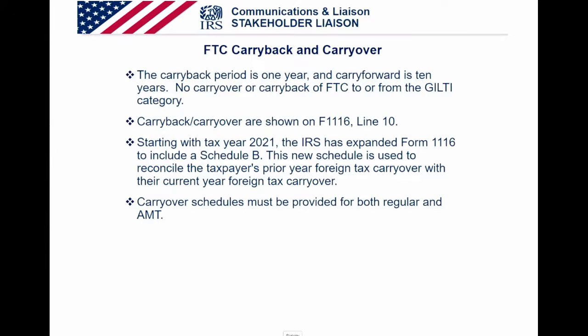But please note that starting in the tax year 2021, a new Schedule B for reconciliation of carryover or carryback is part of Form 1116. So if you have a carryover or carryback, a Schedule B to Form 1116 for each separate category of income should be attached. And this is required for both regular tax and the AMT.